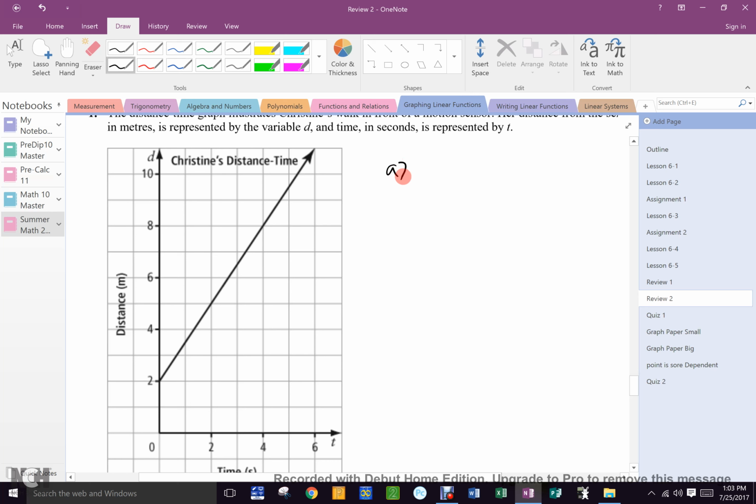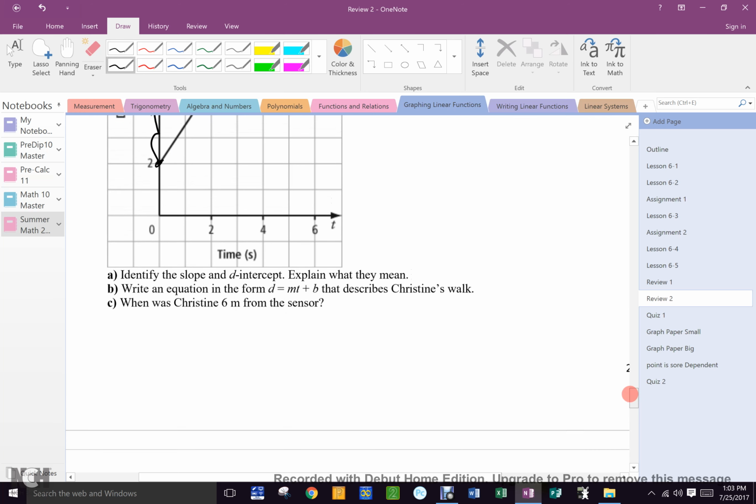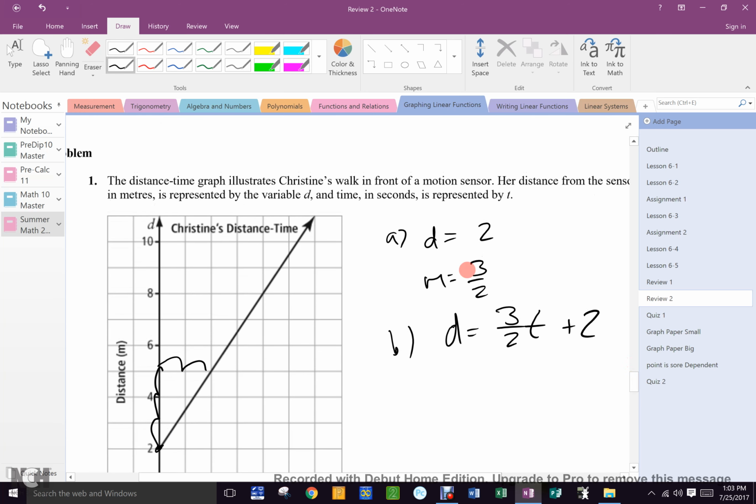Step 1 was find the slope and the y-intercept. There's the y-intercept. D equals 2. The slope up 1, 2, 3 over 1, 2. The m was 3 over 2. Then it says write an equation. D equals slope times time plus 2. Then it said, what does it represent? 3 means every 2 minutes she goes 3 meters. The y-intercept is when at time 0, she's 2 meters away from the sensor.